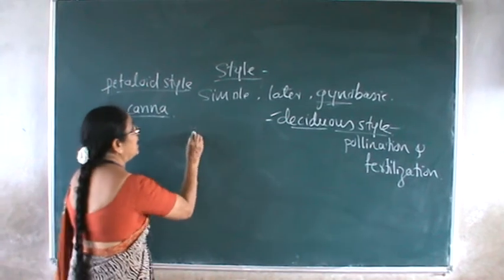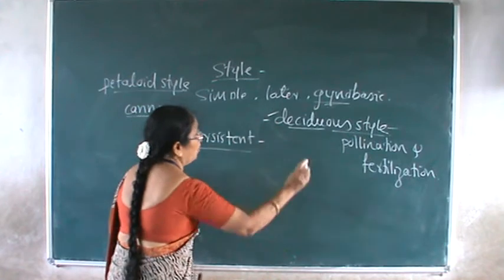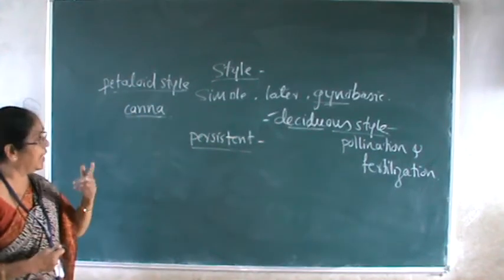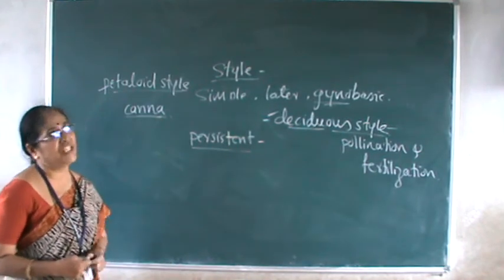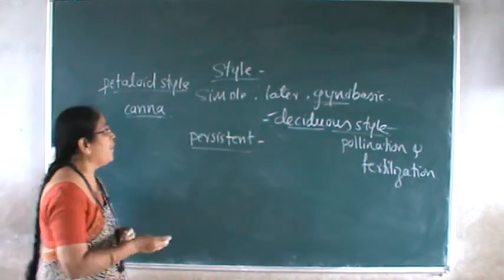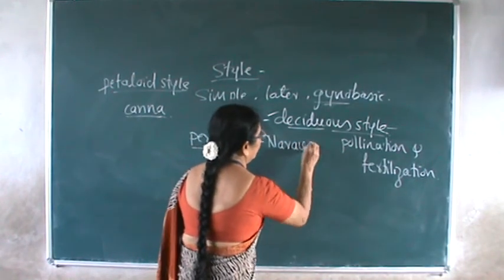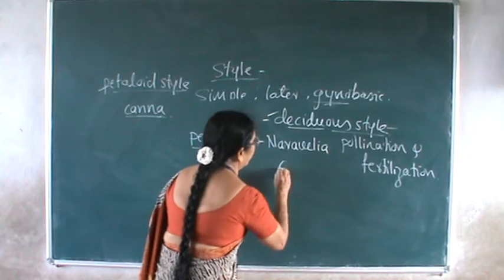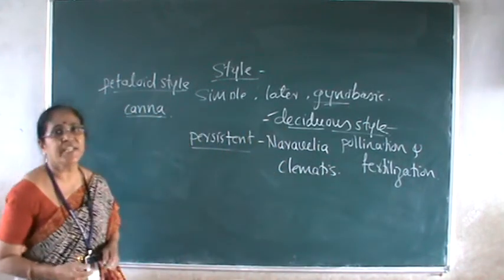Then there is a very special kind of style, persistent. You know this word's meaning from persistent calyx. You have come across the calyx which remains permanently on the fruit. That is what persistent means, a permanent kind of style. This is found in the flowers of Naravelia. Naravelia and Clematis are examples of flowers having persistent style.